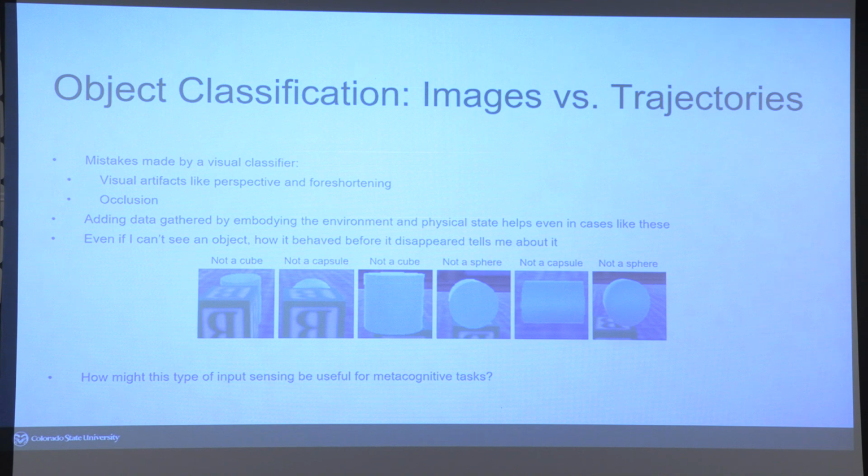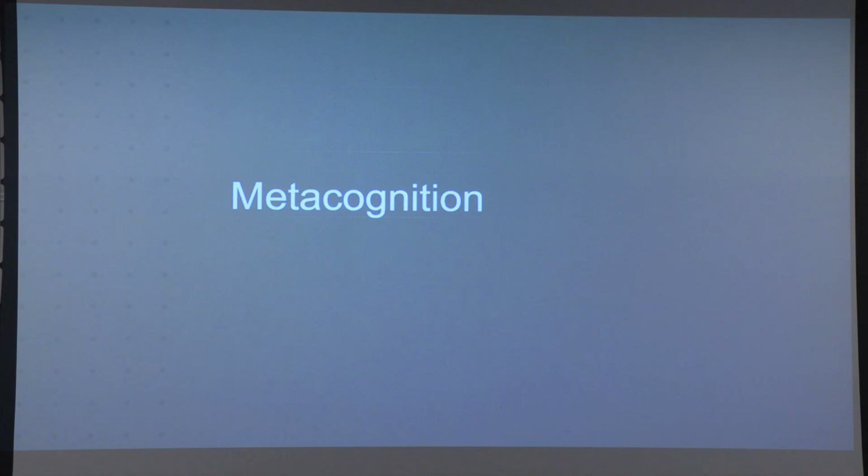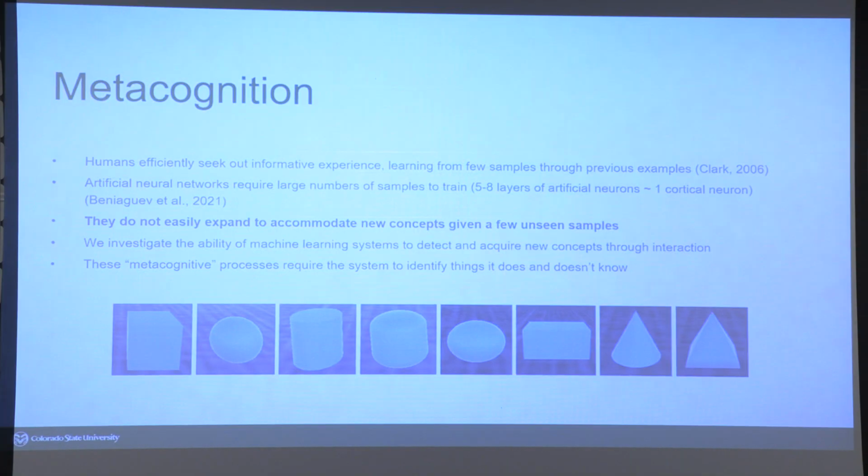So we take this further just by demonstrating that this type of information seems to be useful, but how can we use this type of information input sensing for certain types of metacognitive tasks? Now, metacognition, of course, is the topic of this workshop. It can mean a number of different things, and we've heard a lot of perspectives on that in this workshop, many of which you will see echoes of in this talk.